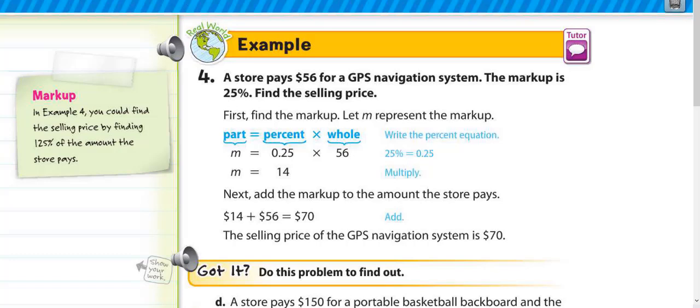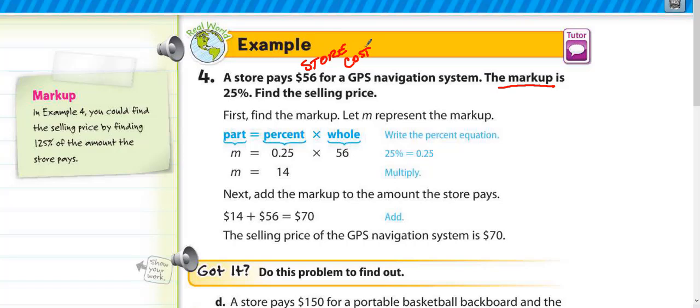All right, I've jumped to the next page. We have one more concept to cover, and that's the concept of markup. Now, before you worry that, gosh, we're doing a lot of stuff this lesson, remember, it's really all the same type of thing. They are all places where you're adding to your bill or you're adding to your cost. So in this last one on markup, there's a store that pays $56 for a GPS navigation system. They mark it up 25%. See, this is the store cost right here. The store pays the $56.